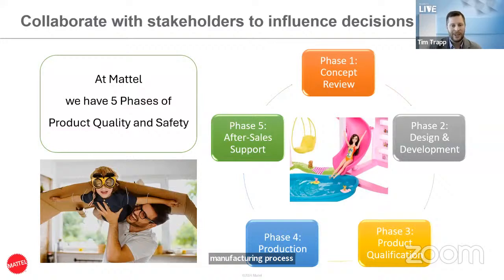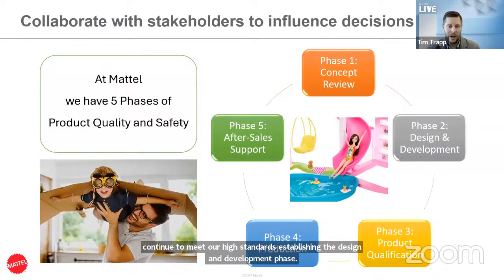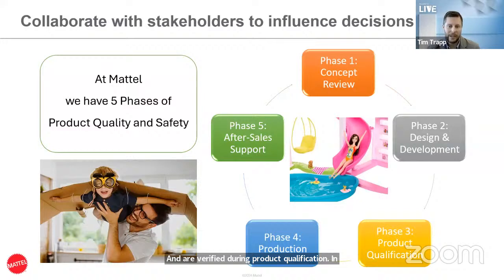Our next phase is production. Each Mattel manufacturing facility frequently tests products that it produces. This testing ensures that products continue to meet our high standards established during the design and development phase and verified during product qualification. In addition, audits are performed at the source of production, and the quality team also randomly samples products from distribution centers and retailers and provides the test data to the quality engineers and manufacturing sites for continuous improvement.